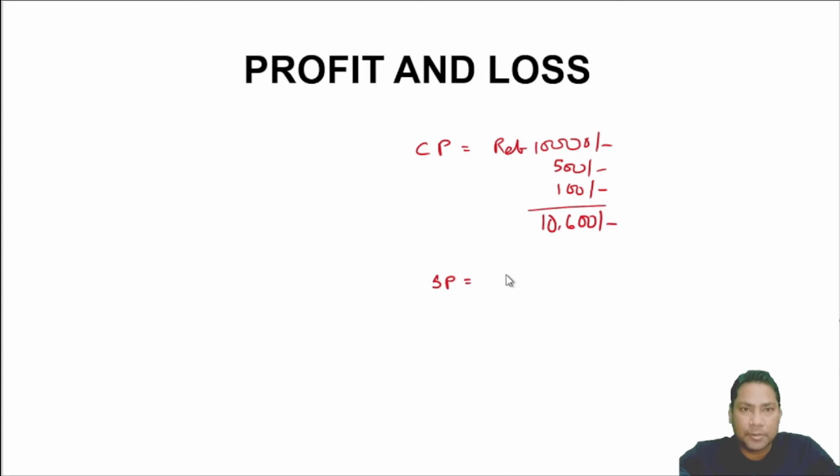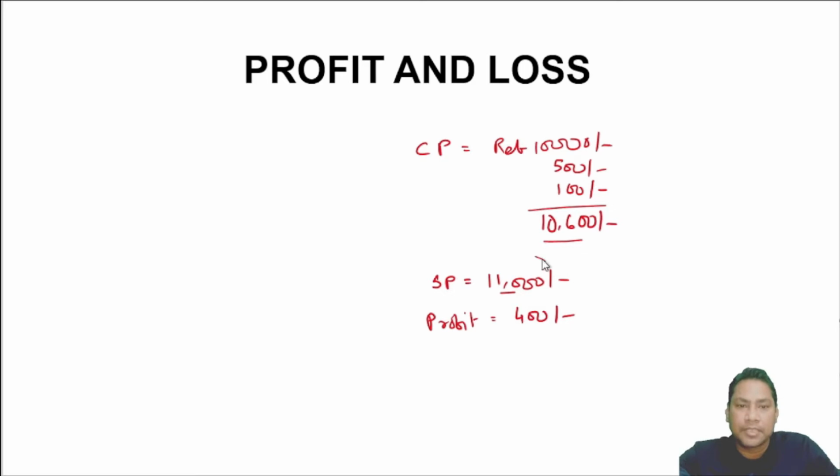Next is our selling price. Selling price is the amount at which the item is sold. Like the refrigerator is now being sold at 11,000 rupees. So now selling price is 11,000 and cost price is 10,600. Since the selling price is greater than the cost price, there will be a profit of 400 rupees.